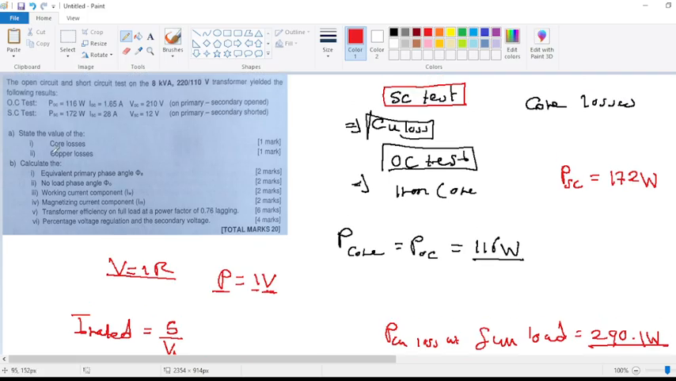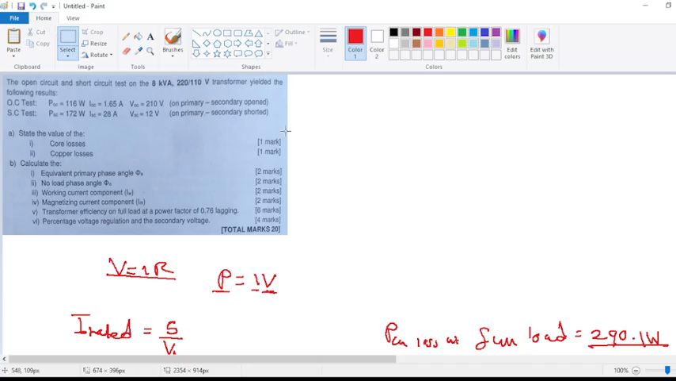The next question says calculate the equivalent primary phase angle. So that equivalent primary phase angle we have to calculate. Let me just erase this part. Okay, so let me write our answers here so that when it comes to substituting, we are able to substitute without any difficulties.